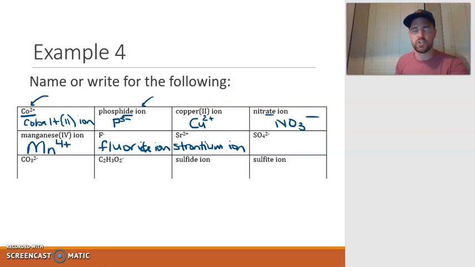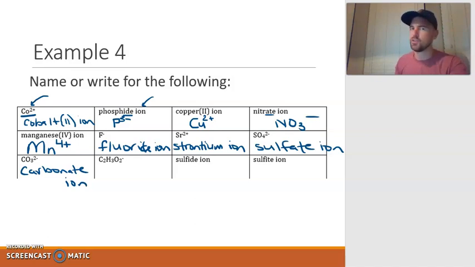Next one is SO4 2-. This is a polyatomic ion. It's going to have a special name, sulfate. And then the last row, CO3 2-. That is carbonate. And like I said, this is where you have to just memorize these polyatomic ions.